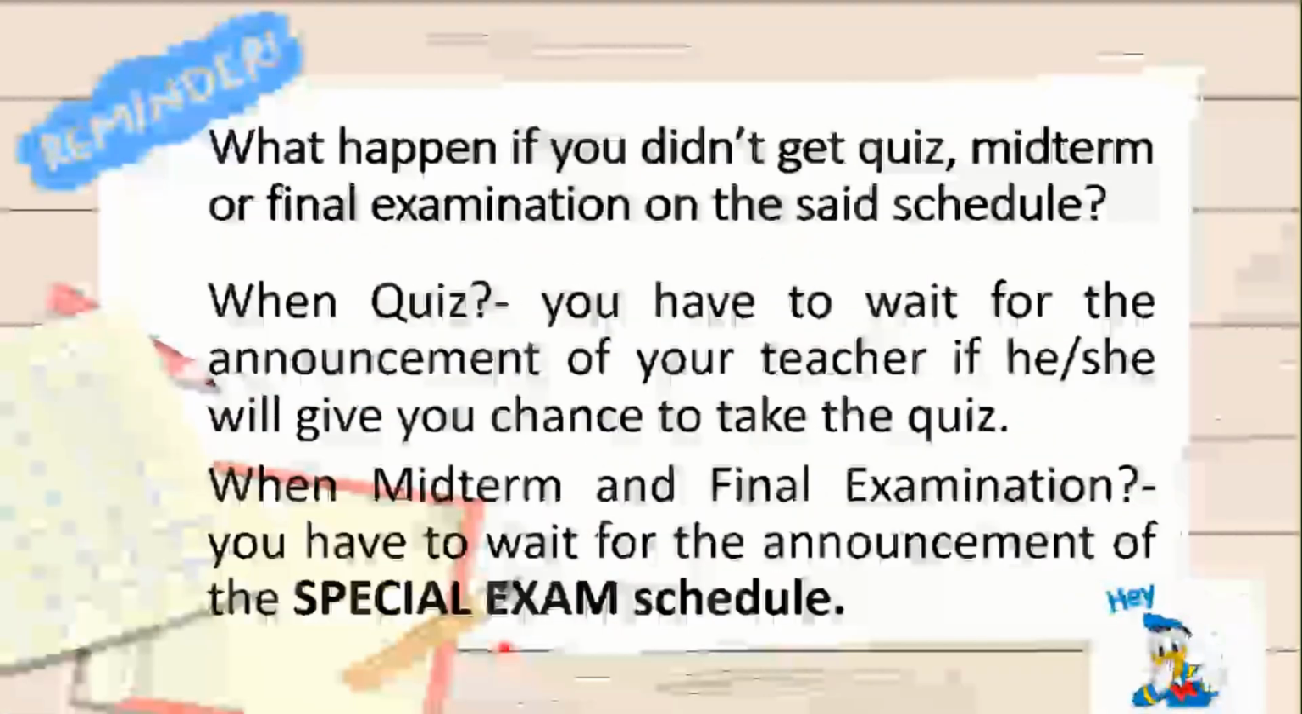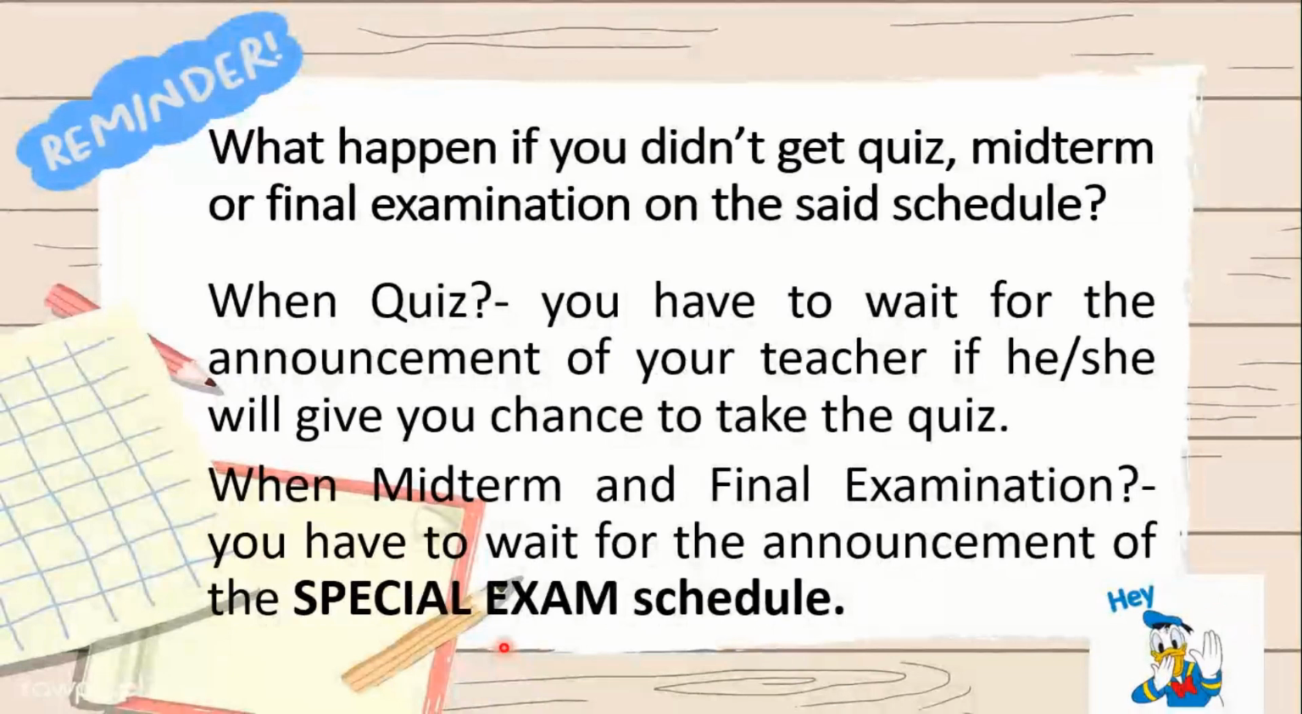Next is what happens if you don't take the quiz, midterm, or final examination on the set schedule. When you miss a quiz, you have to wait for the announcement of your teacher if he or she will give you a chance to take the quiz. Sometimes I do not give a second chance when it comes to quizzes. But for midterm and final examination, you have to wait for the announcement of the special exam. Of course, I give you a second chance. I give a special exam schedule, and after that, it's done. Okay?